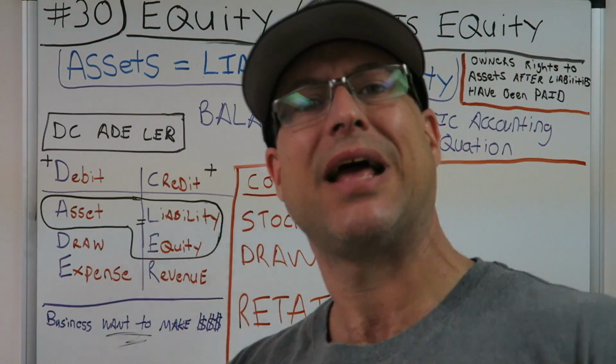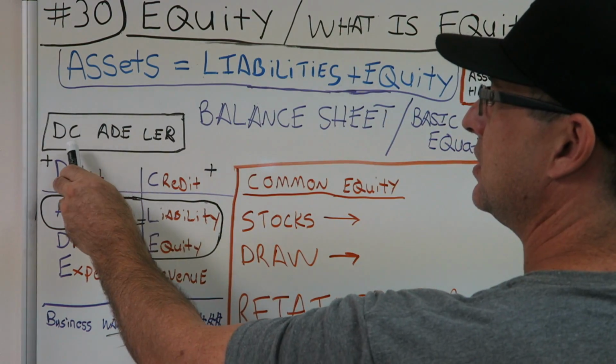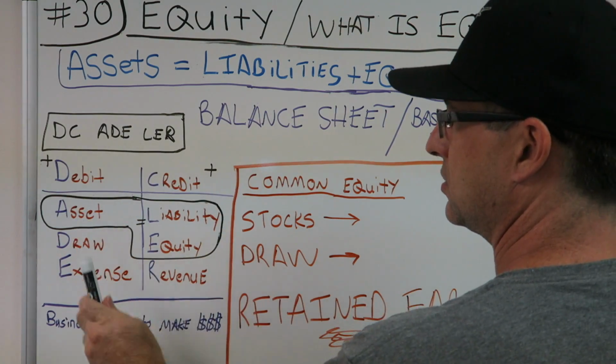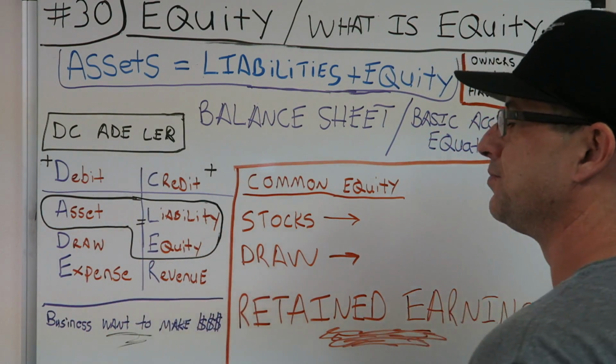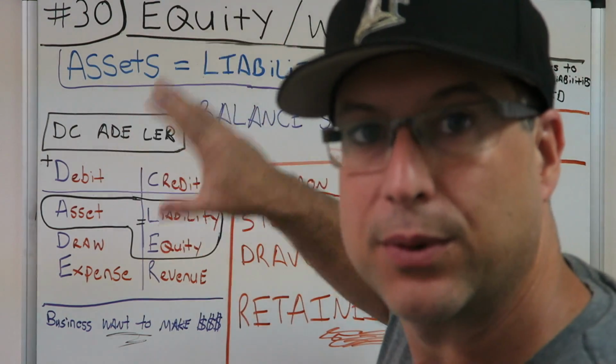Damn, I jumped a little ahead of myself on this one, didn't I? DC Adler. Write that out. Debit, credit, asset, draw, expense, liability, equity, revenue. Normal balances, positive balances. Now we're doing equity today.